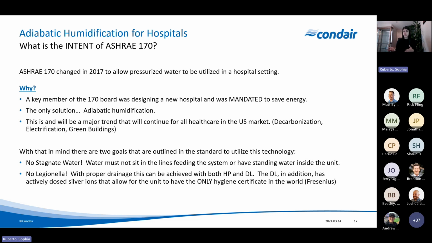With that, both the DL and the HP have systems. For example, the HP uses UV light as well as flushing systems to ensure that we're not risking any Legionella, and the same with the DL, but on top of that, we have the silver ion dosing system.